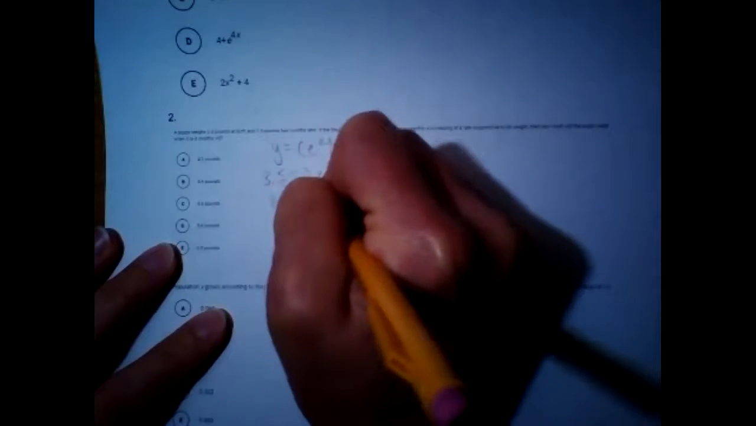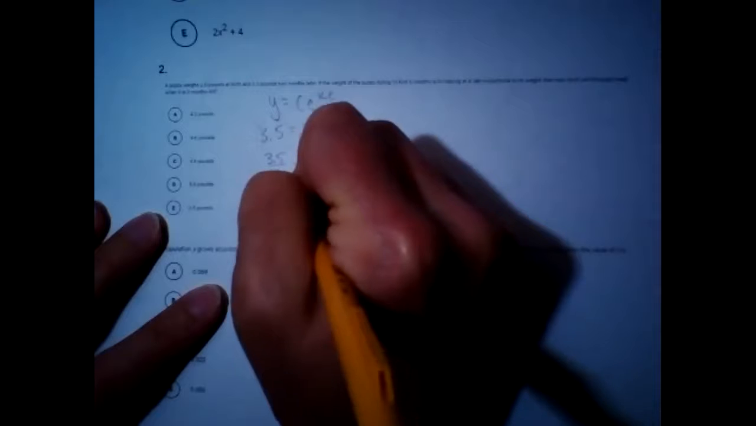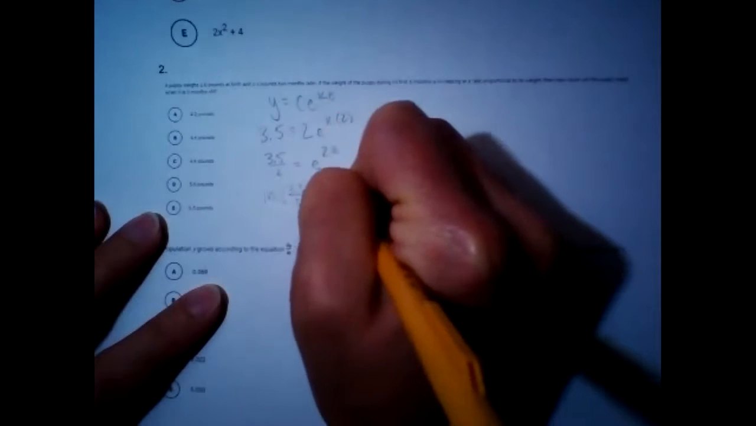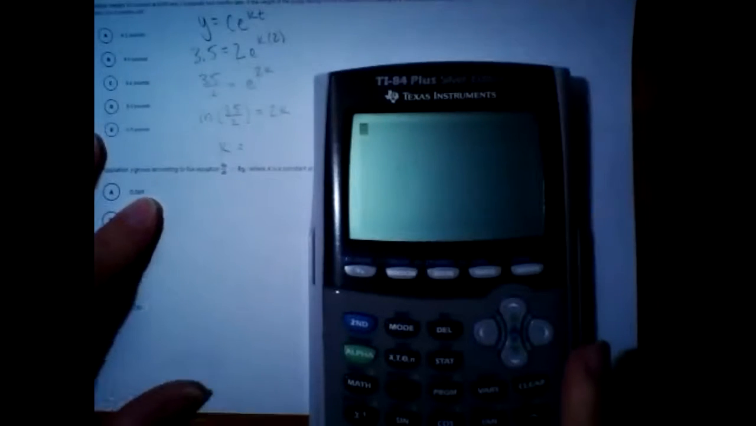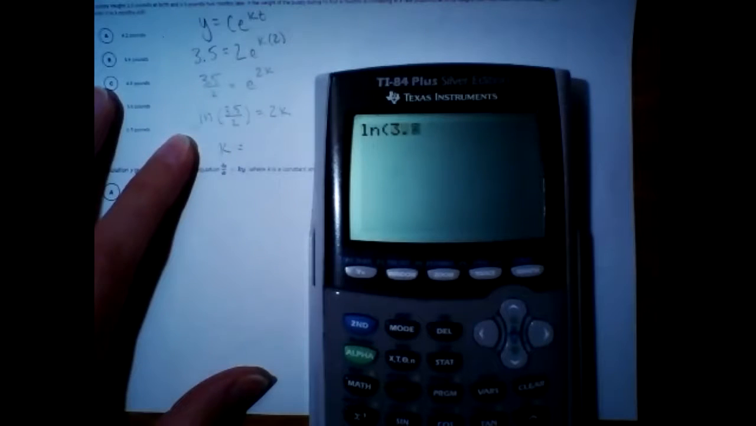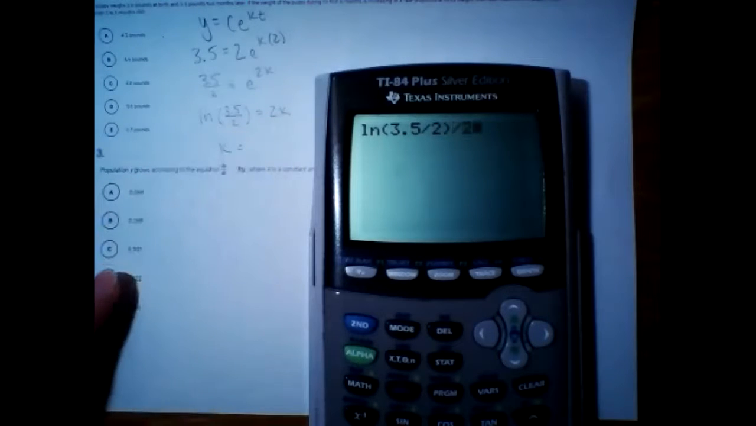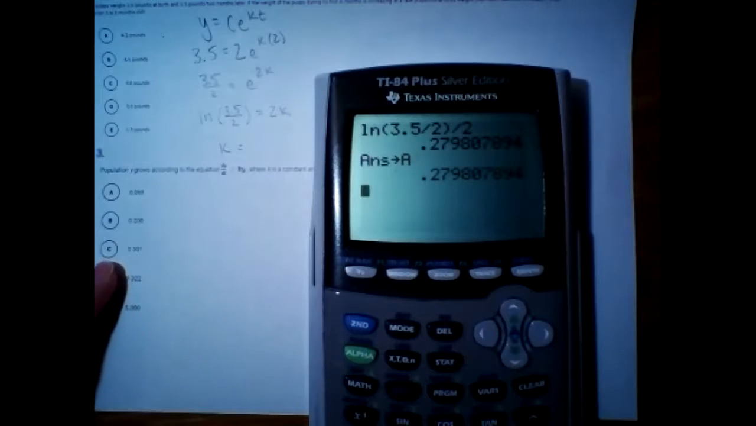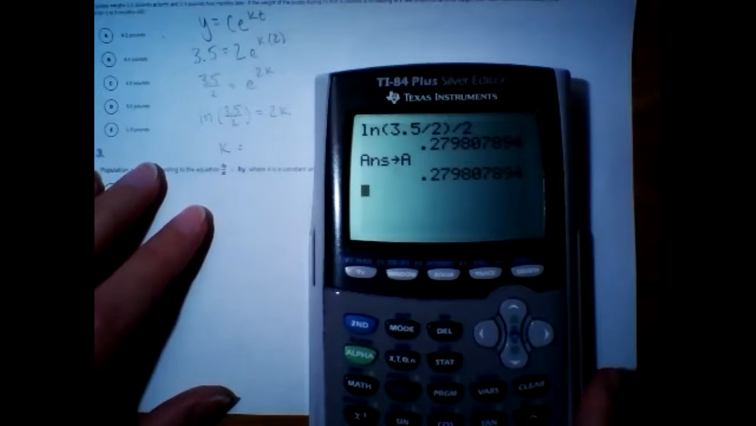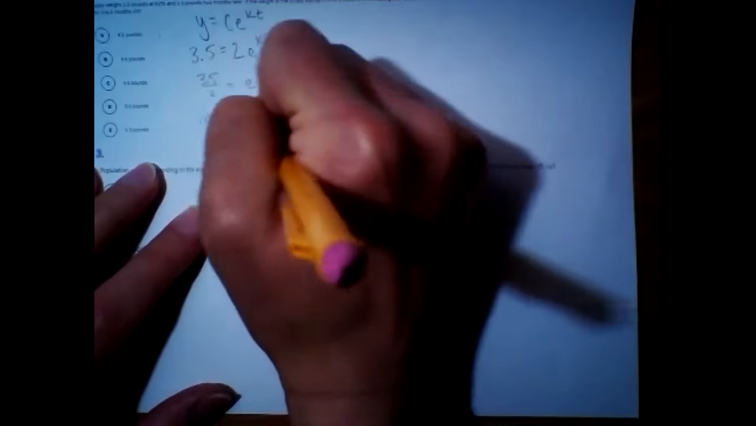So we divide over the 2. And then ln both sides. And then we're going to divide by 2. So let me pull out the calculator here. And we are going to type in ln of 3.5 divided by 2, close parenthesis. And then we're going to divide over this 2. So that is our k value, 0.279. I'm going to store that. So again, it's store, alpha A, enter. So 0.279. I've got that stored.